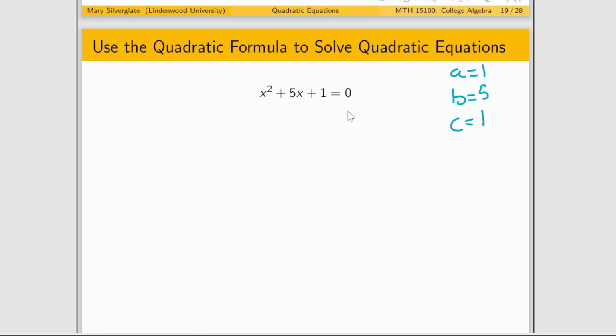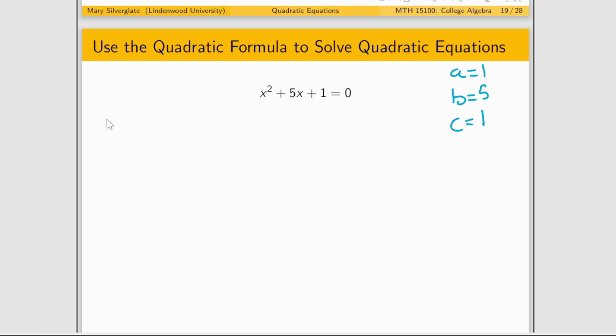Now, if I wasn't told to solve using the quadratic formula, I might first see if this can factor. Is there anything that multiplies to 1 and adds to 5? There's not. I also can't use the square root property because of this 5x as well. There's no way to get that x squared by itself. Now I'm ready to use the quadratic formula.